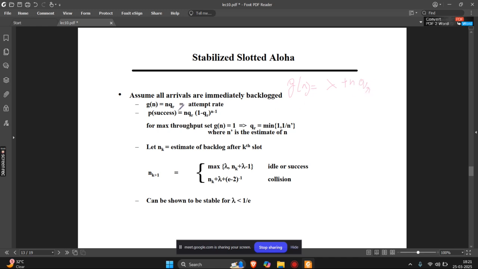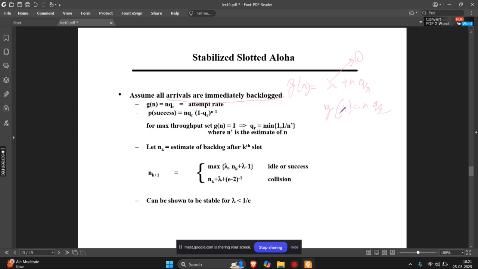So if we assume that all arrivals are immediately backlogged, that makes lambda 0, because there is effectively no arrival, only your backlog is increasing. So here there is absolutely zero traffic from arrival, so the only traffic is coming from reattempts of the backlogged queue. So here gn is equal to nqr.